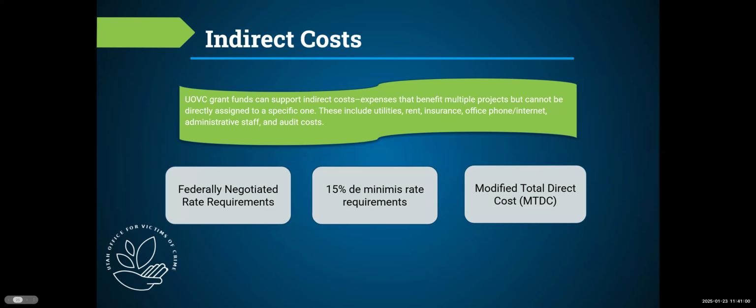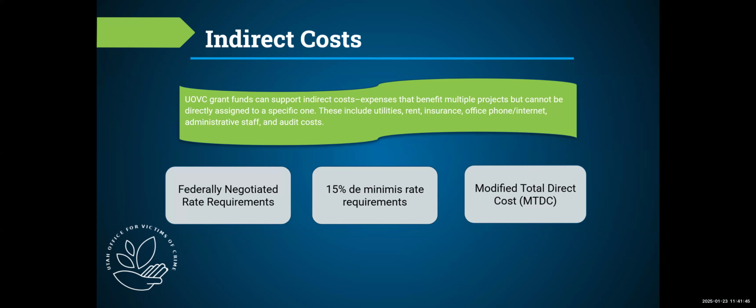UOVC grant funds can support indirect costs, which are defined as expenses that benefit multiple projects, but cannot be directly assigned to a specific one, such as utilities, rent, insurance, office supplies, and internet, administrative staff, and audit costs. If your agency has a federally negotiated indirect cost rate, you must use that rate. Make sure to upload a copy of the letter from the federal government that shows your rate and expiration date. If you choose to take the de minimis rate, you can request up to 15%, but you must apply that same percentage across all federal grants your agency holds.